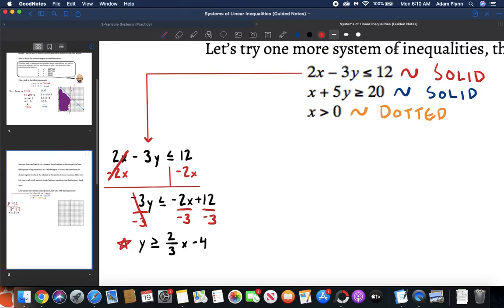Okay, so now we can do the same thing with our blue line. Whoops, I don't like that. Could be a little straighter.